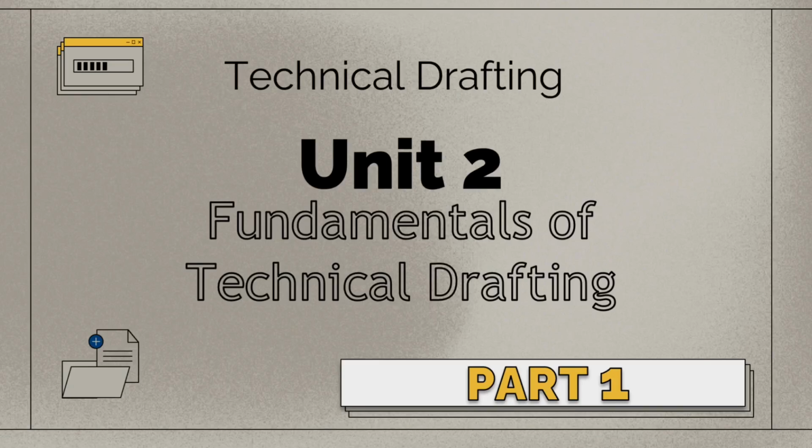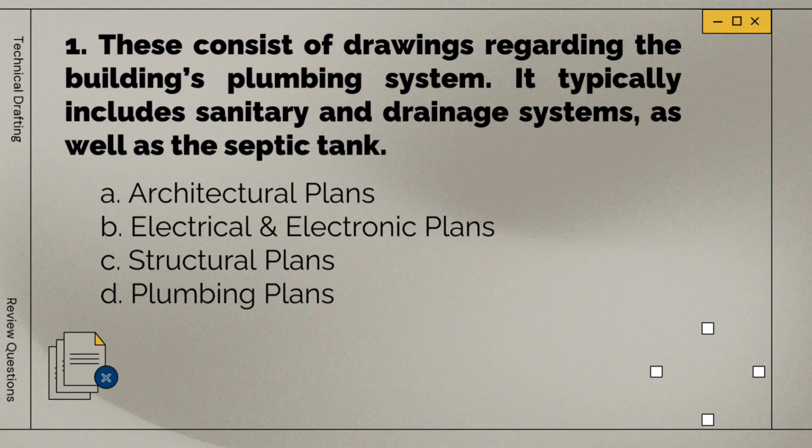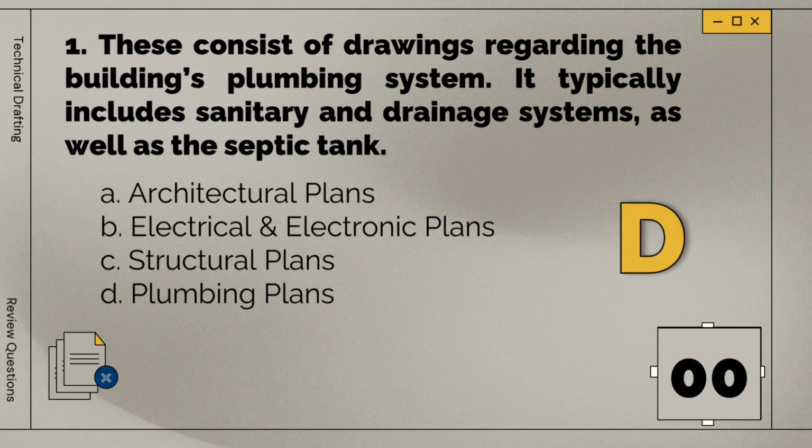TLE. Technical Drafting Review. Fundamentals of Technical Drafting. Question number 1. These consist of drawings regarding the building's plumbing system. It typically includes sanitary and drainage systems, as well as the septic tank. The correct answer is letter D. Plumbing plans.